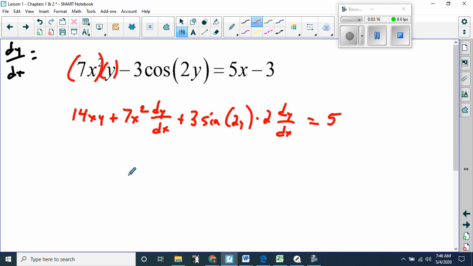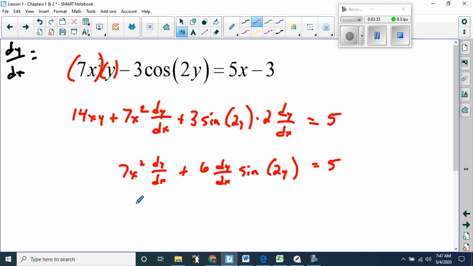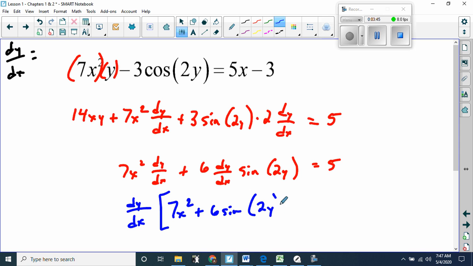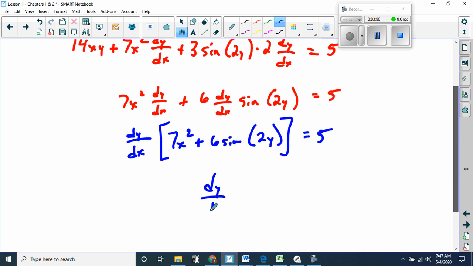Anything that has a dy/dx in it, keep it together on one side. Anything that doesn't, move it to the other side. So we've got 7x squared dy/dx plus 6 dy/dx times sine 2y equals 5. Factor out the dy/dx and then divide by whatever's left over. So final answer, dy/dx is equal to 5 over 7x squared plus 6 sine 2y.